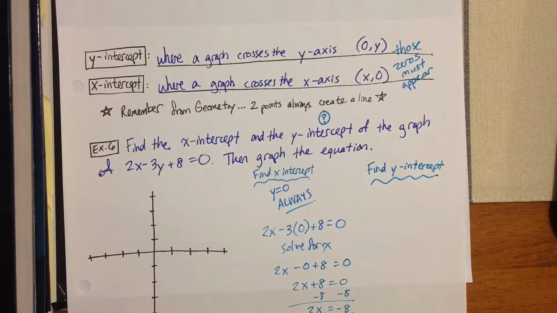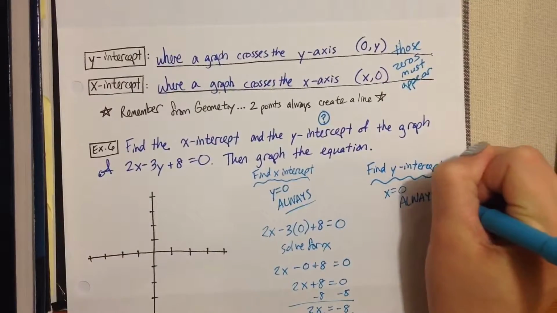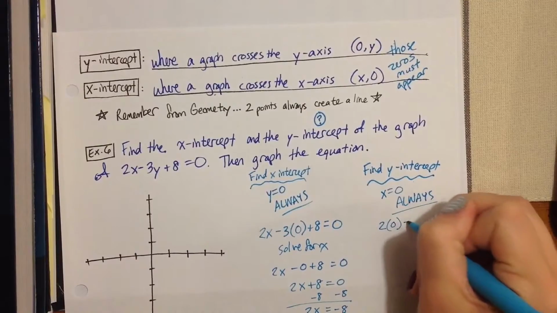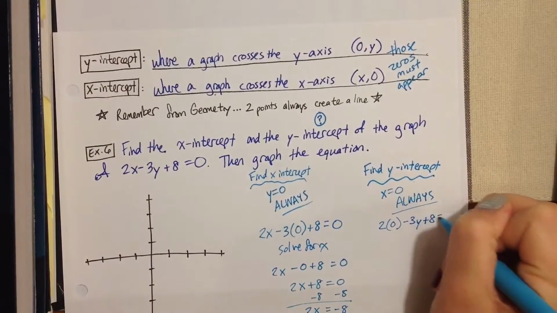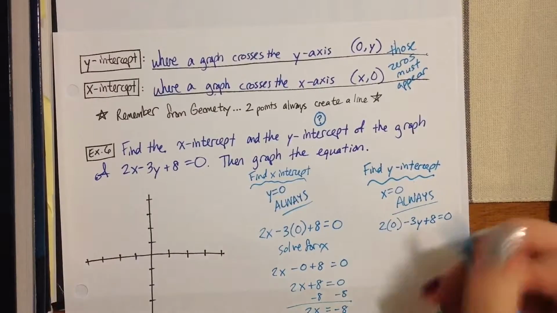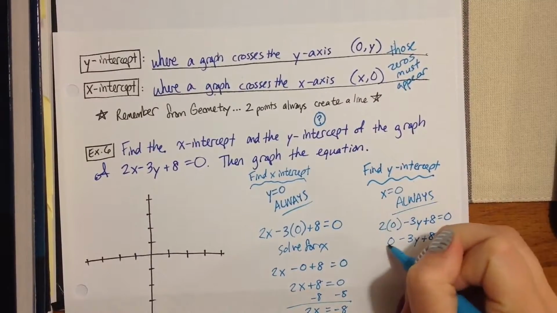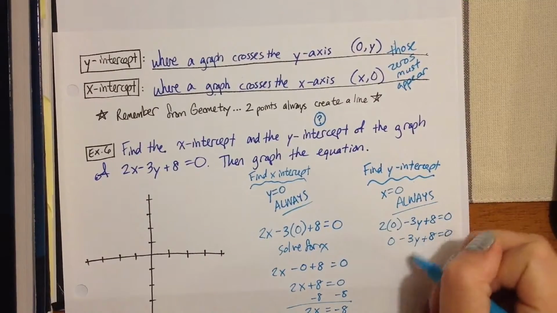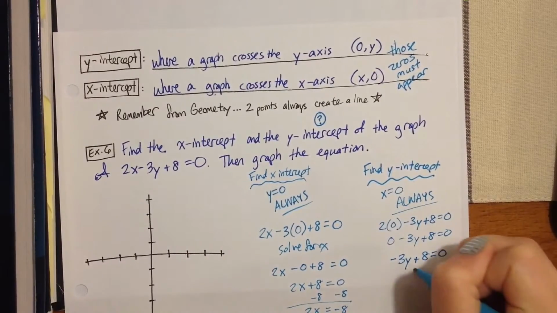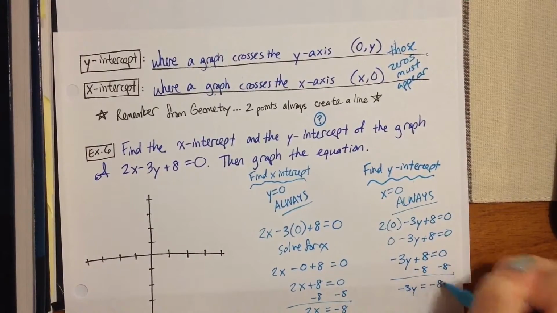So here we go. This time, x equals 0, always. If it's the y-intercept, x is going to be 0. So I'm going to plug in x is 0 now. 2 times 0, minus 3y plus 8 equals 0. Okay, gonna clean that up a little bit before I solve it. I really see that the 0 minus doesn't really affect anything, so that is just -3y plus 8 equals 0. I'm gonna subtract that 8, finally getting to solve. I have -3y equals -8.